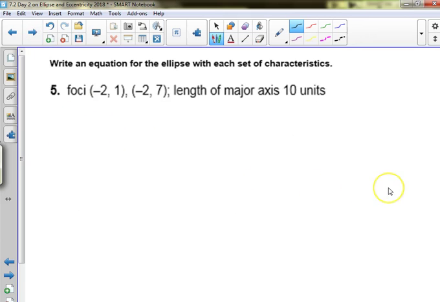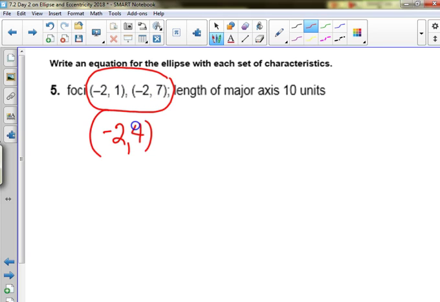Okay, is this a lot harder? It's a little harder, but the center is still the center of the foci, right? So we get negative 2, 1 plus 7 is 8, divided by 2 is 4.